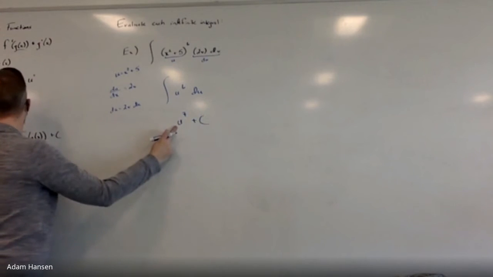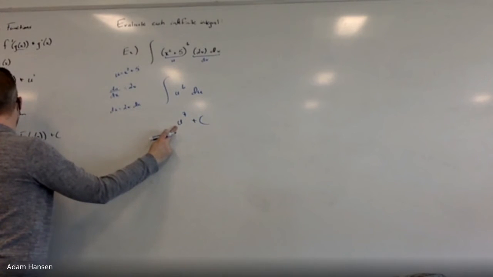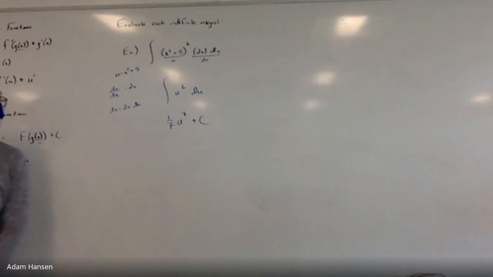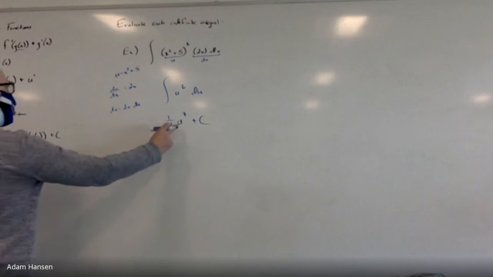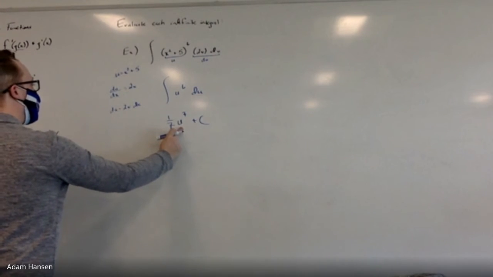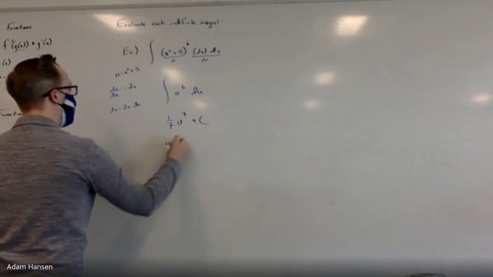What needs to be out in front? An extra constant of what? 1/7. So there's my antiderivative in terms of u. The original function was in terms of x. So let's replace u with what it's equal to in terms of x so that my answer matches the variable form that it was given. What is u equal to? What did we define u earlier as? x squared plus 5.